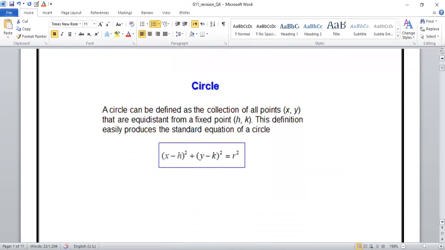First, the circle. The circle can be defined as a collection of all points x and y that are equidistant from a fixed point h, k. This definition easily produces the standard equation of a circle. The standard equation of any circle is x minus h all squared plus y minus k all squared equals r squared. r refers to the radius of the circle, and h and k refer to the center of the circle.